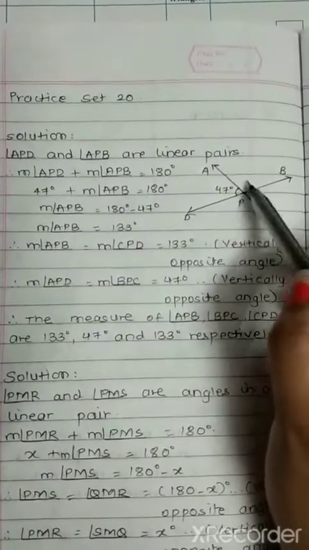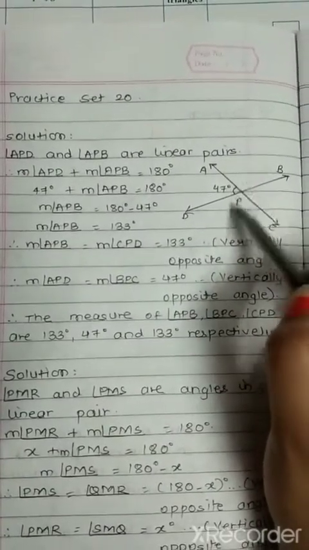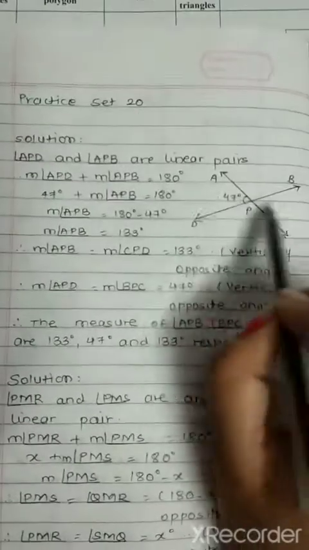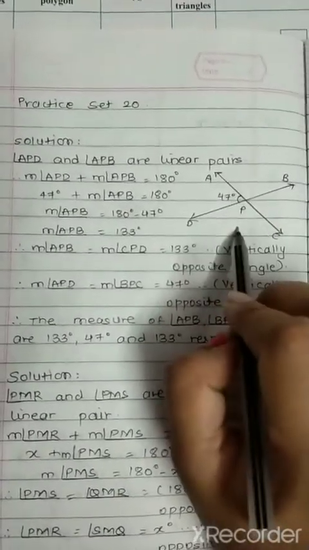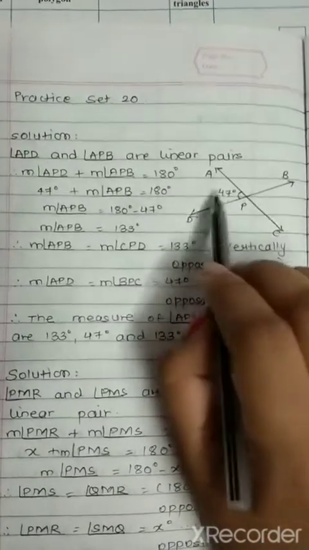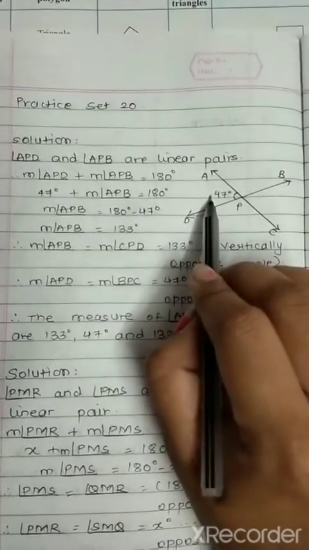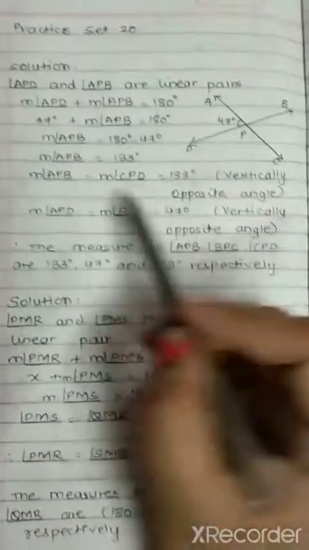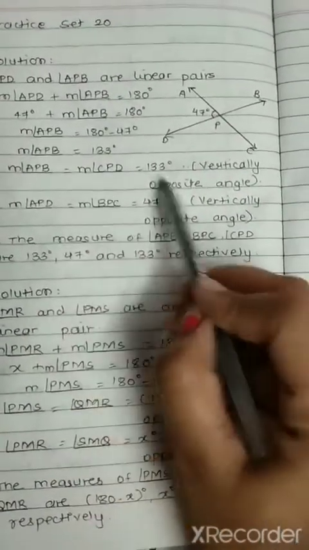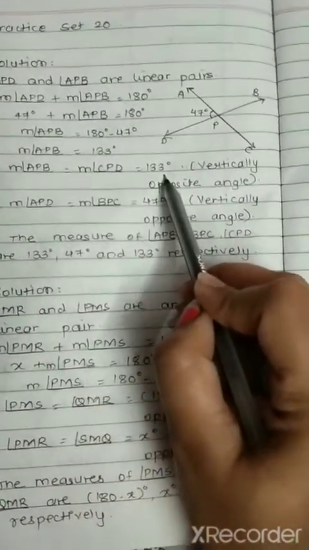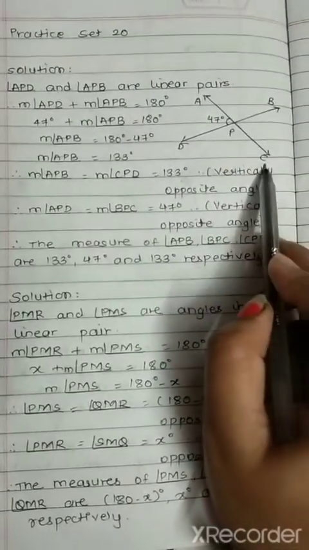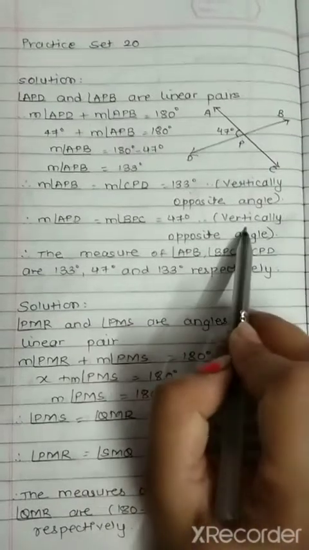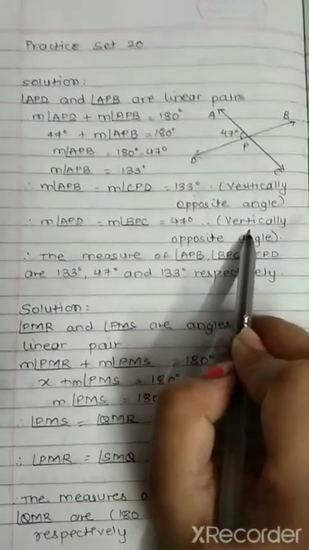Now you all can see APB and CPD. These are vertically opposite angles, while these other two are also vertically opposite angles, because these are the opposite arms of rays. So APB is equal to CPD is equal to 133, because it's a vertically opposite angle. Again APD is equal to BPC, which is also 47, since the reason is vertically opposite angle.